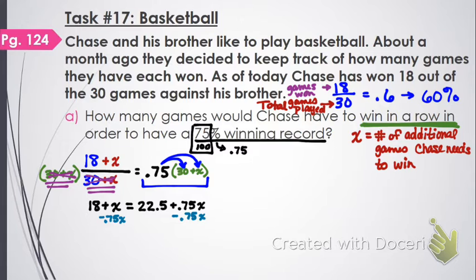Is that a like term with the other x? How many x's is this? 1x. Can I do 1x minus 0.75x? Yes, I can. It's like $1 minus 75 cents. What is 1 minus 0.75? 0.25. Taylor, what do you think I should do now?